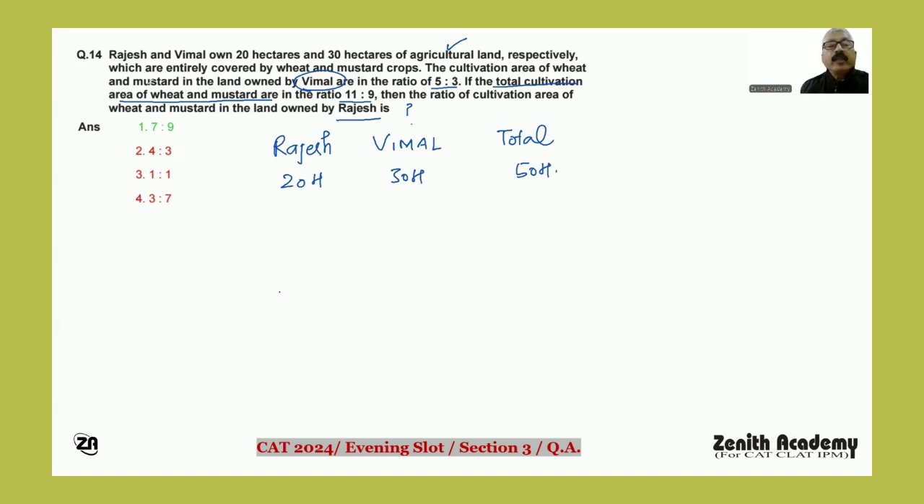The cultivation area of wheat and mustard in a land owned by Vimal are in ratio, means wheat और mustard इसके लिए जो cultivated area विमल के पास में है, it is given 5:3. If the total cultivation area of wheat and mustard is given 11:9, then the ratio of the cultivation area of wheat and mustard in the land owned by Rajesh, this is to be found out.